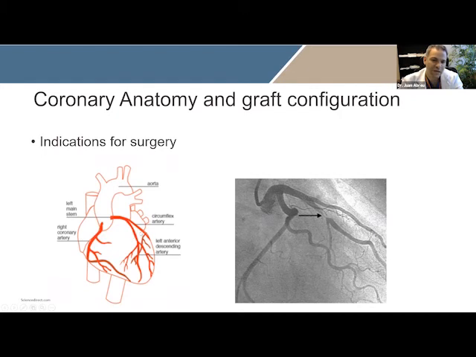Or when we have what we call left main equivalent. What does left main equivalent mean? That you have disease in the circumflex here, and you have disease in the left anterior descending. This also simulates as if you had a blockage here, and then we call that left main equivalent.